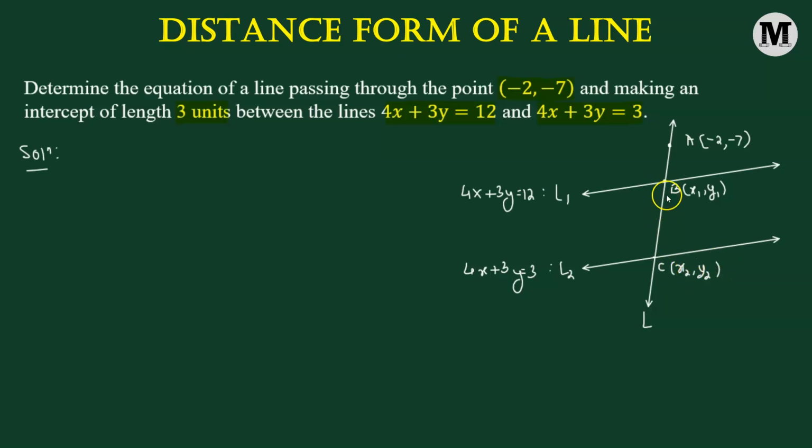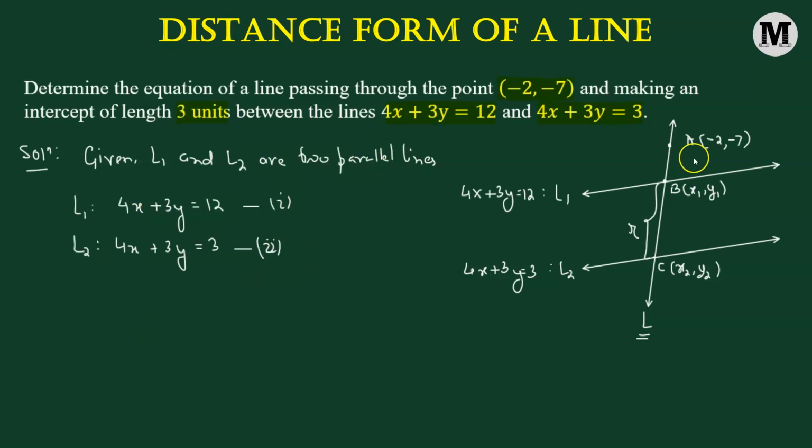Now, the length of the intercept BC is given here as 3 units. So using all of this information, our goal will be to determine the equation of this line L. Okay, so let us begin. In the problem, it is given that L1 and L2 are two parallel lines.